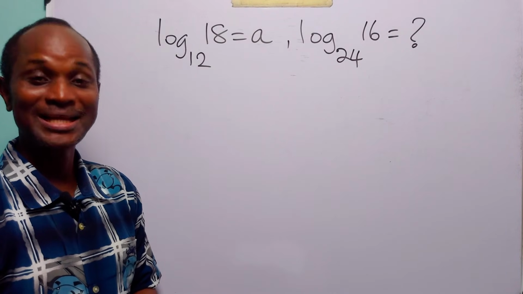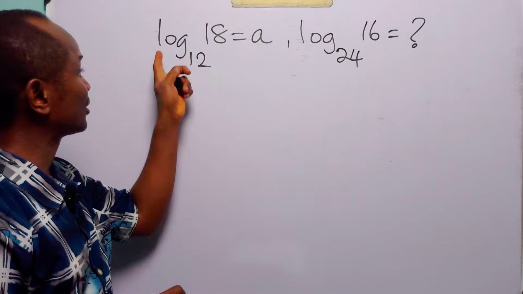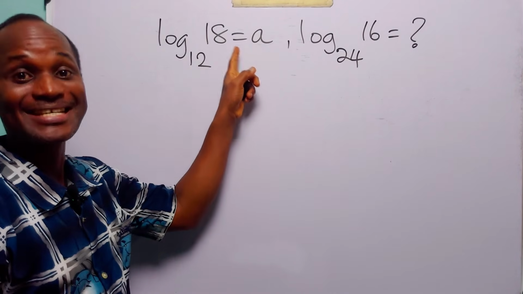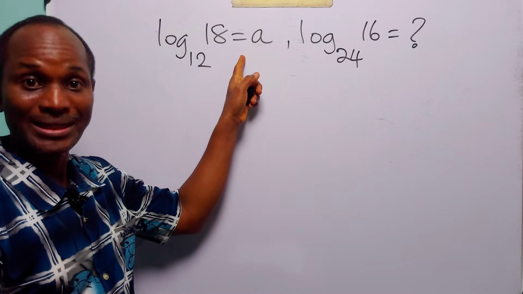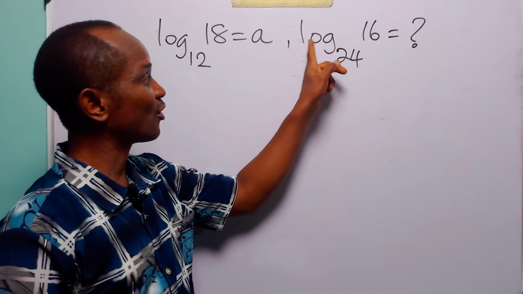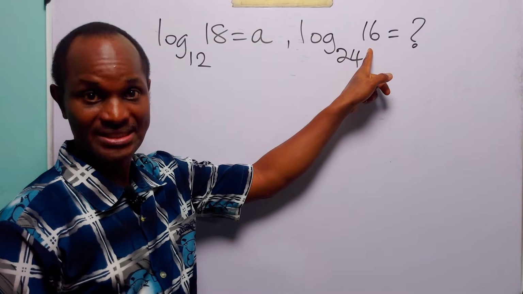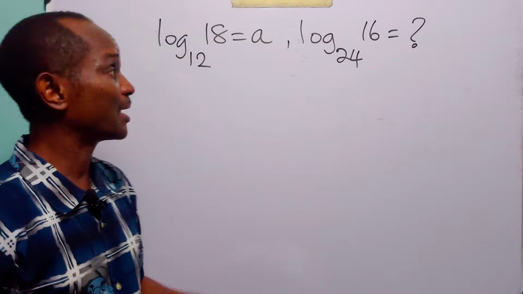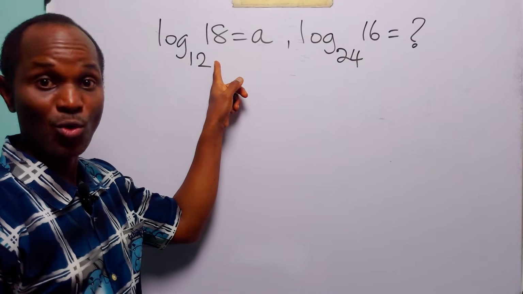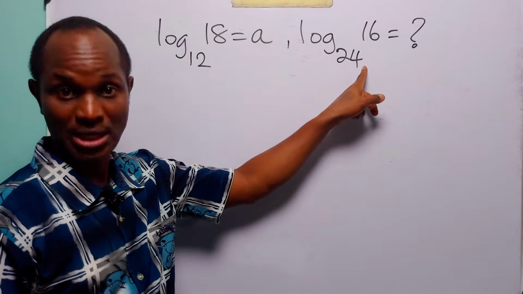Hello and welcome. In this math tutorial, we are given that log to base 12 of 18 is equal to A, and our task is to find the value of log to base 24 of 16. Now, to solve this problem, we start from the known and we go to the unknown.